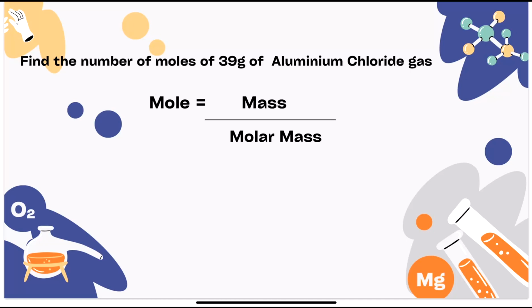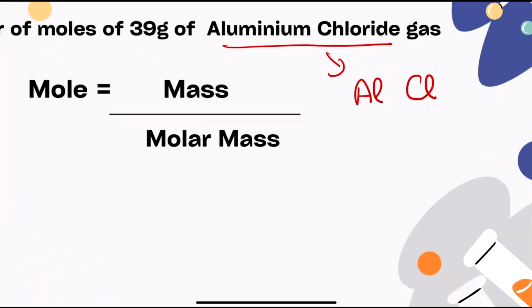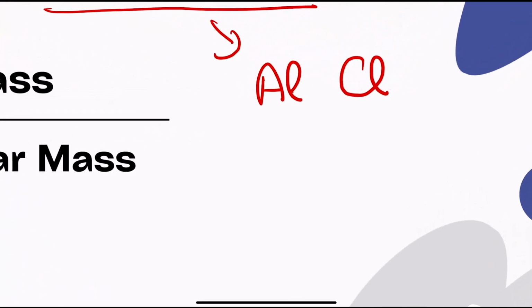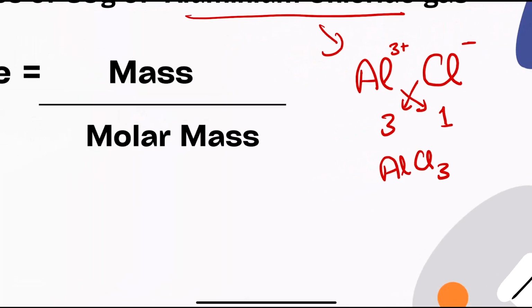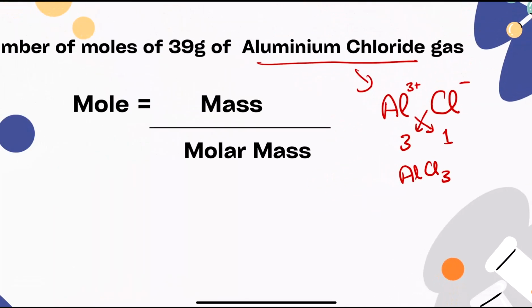And so first of all, mostly the formula would be given to you, but you can write the formula, right? Remember, so we have Al and Cl. Do you remember swap and drop? So Al is essentially 3 plus, Cl is minus. So this is going to be 3 and 1. I swap and I drop and I get AlCl3. So I know that this is AlCl3. I can find its molar mass, right? So what is the molar mass going to be of AlCl3?